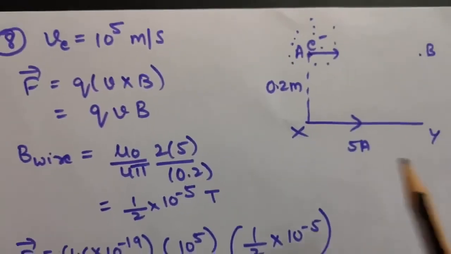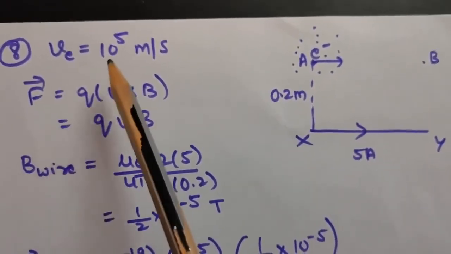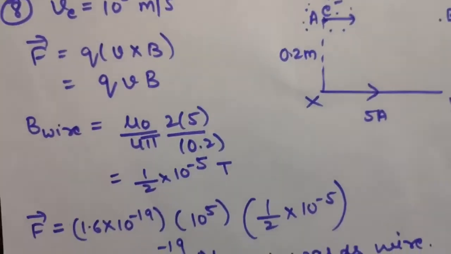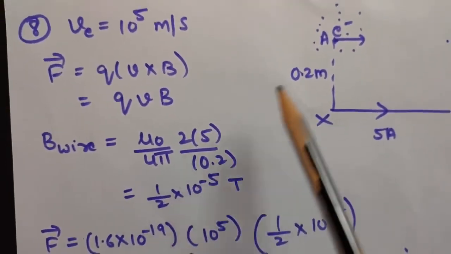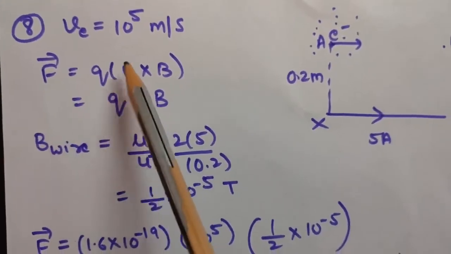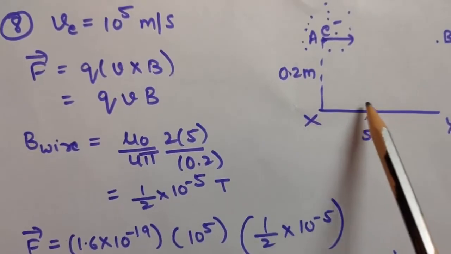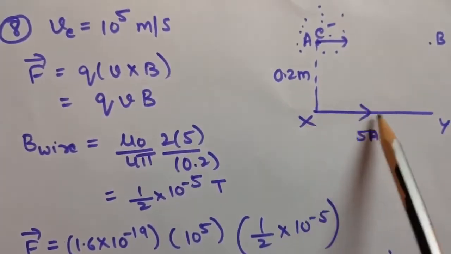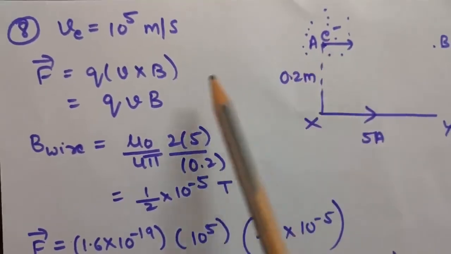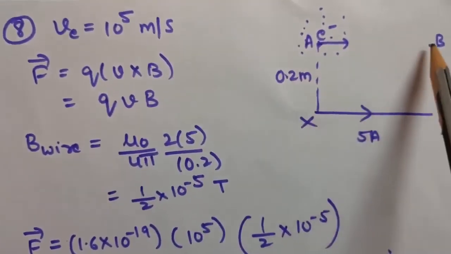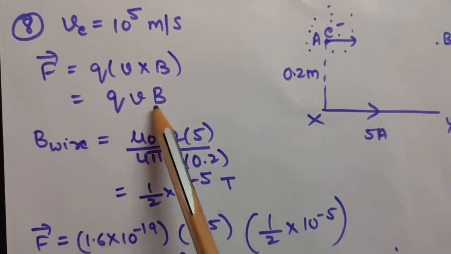Okay, in the 8th question, again a wire is there and an electron is moving from A to B with a speed of 10^5 meter per second. Then you have to calculate the magnitude of force on this electron. As you know, force is given by q(v × B). Due to this direction of current, the magnetic field will be in the upward direction, which is shown by these dots. V is from A to B, so the angle between V and B is 90 degrees. So F will be qvB.